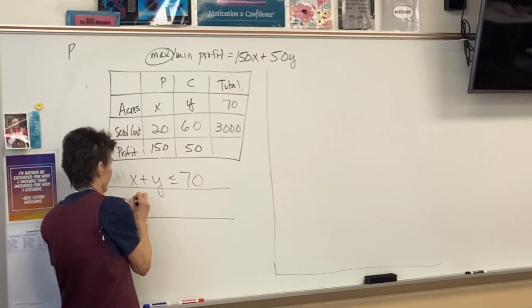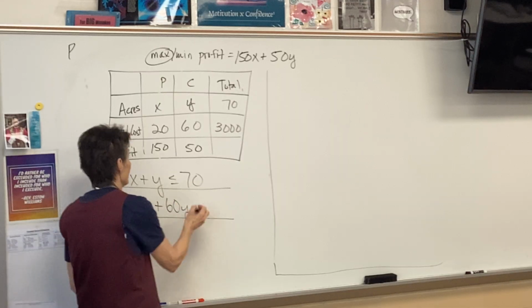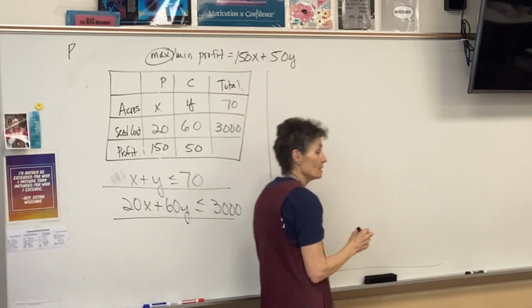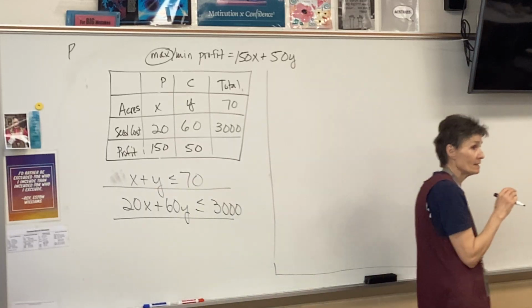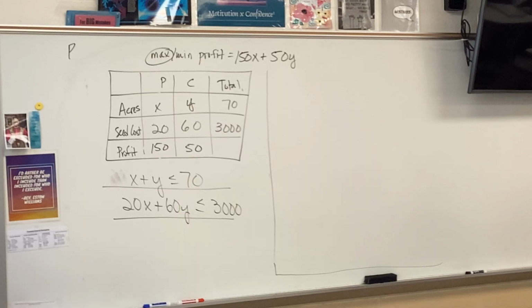20x plus 60y is greater than or equal to 3,000. Less than or equal to 3,000. However much money he spends on potato seed and on corn seed, it has to add up to be less than 3,000, because that's all the money he has.